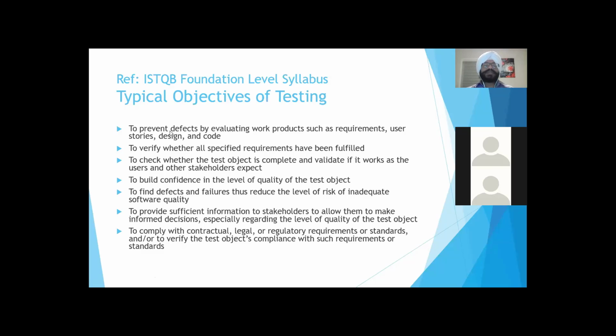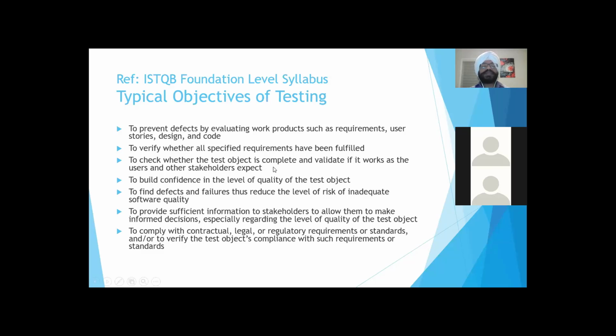Then we got user stories, design, code. So basically, the overall objective is to make sure we are evaluating all these things for the software that is built. Then we want to make sure that all the specified requirements have been fulfilled. So basically, the intention of the software, why it was made, that is completely taken care of. If not completely, then to some extent.